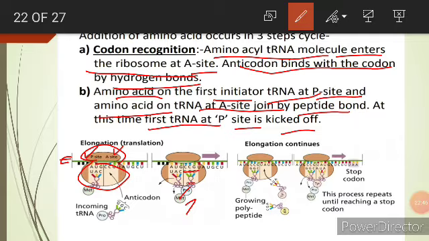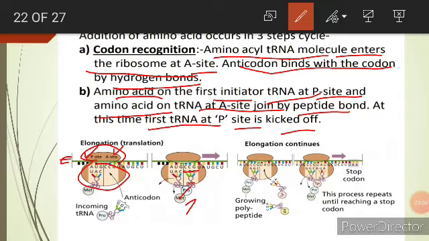And then many more amino acids will come and join with each other by the peptide bond. In this way, amino acid one is making a bond with the other, AA2, with this amino acid.